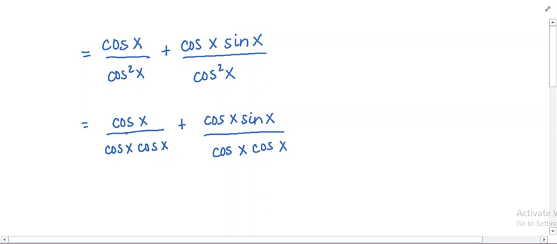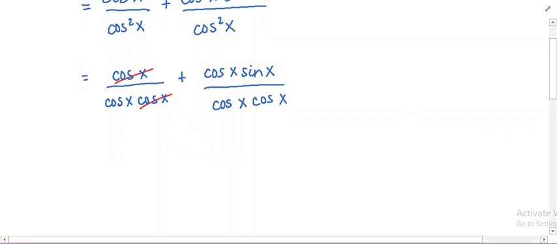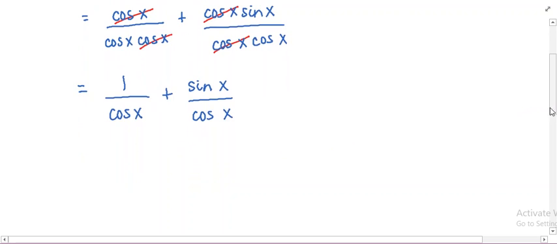So now if you look at the fraction on the left, there's a cosine x in the top, 1 in the bottom. So that's going to leave you with 1 in the numerator, cosine x in the bottom. Plus, if we look at the fraction on the right, we also have a cosine x in the top and 1 in the bottom. So we are left with sine x in the top, cosine x in the bottom. And then our final step here, we hope, this should match the remaining side of the identity. 1 over the cosine of x is the same thing as the secant of x, plus sine of x over the cosine of x is the tangent of x.